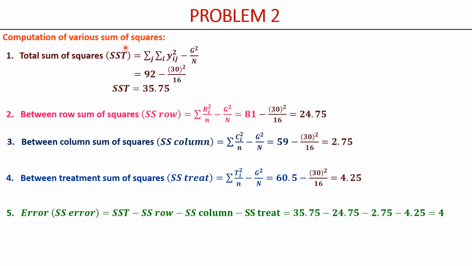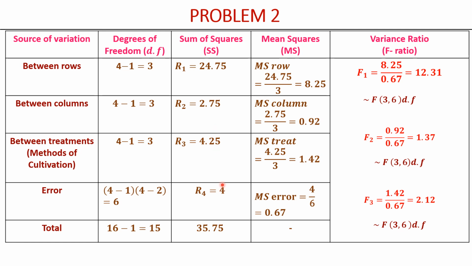So we compute the sum of squares as we did earlier, calculate SST, SS row, making use of the mean row value, and then SS column, SS treatment, and then I get all the differences by subtracting them from the correction factors, and by subtracting the three from SST, I get the SS error value. Now I carry it forward into the ANOVA table. So this is my ANOVA table.